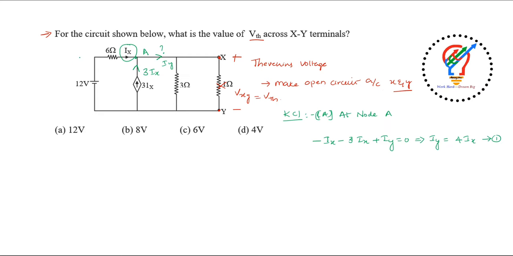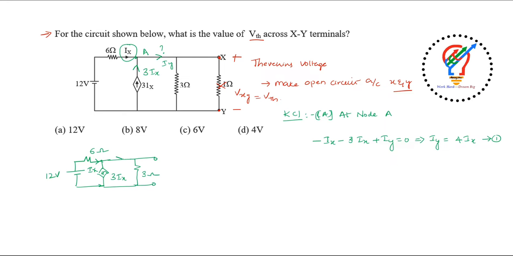Okay. Now I will redraw the circuit again as it is. There is a resistance of 6 ohms and there is a battery of 12 volts. After that, here there is a current source. What is the current source here? It's a dependent current source. How much is it? 3 Ix, and here it is Ix. Now there is a resistor here of 3 ohms. To find the value of VTH, I make it open circuit here. So this is the value.